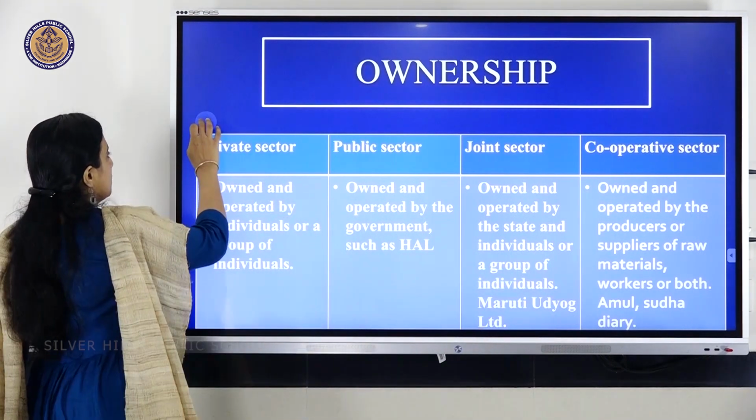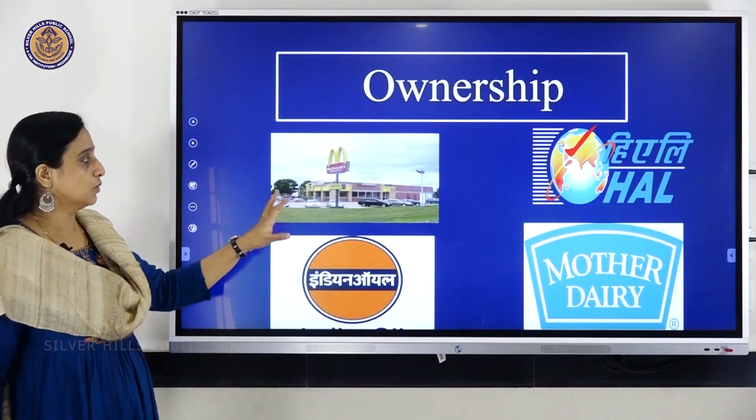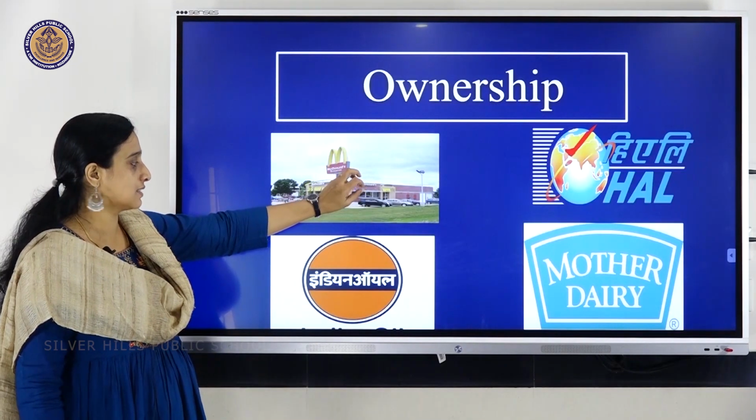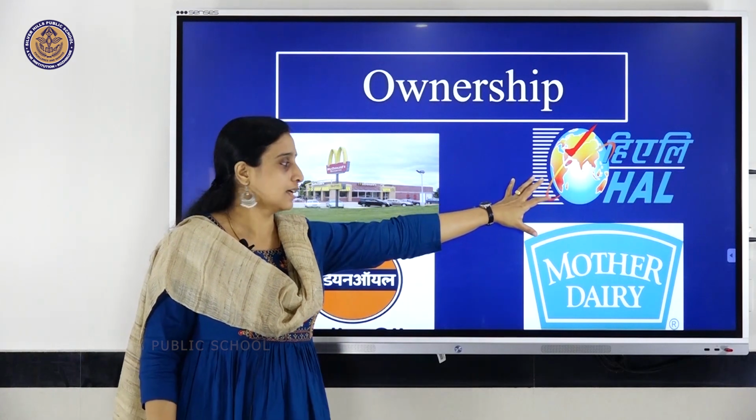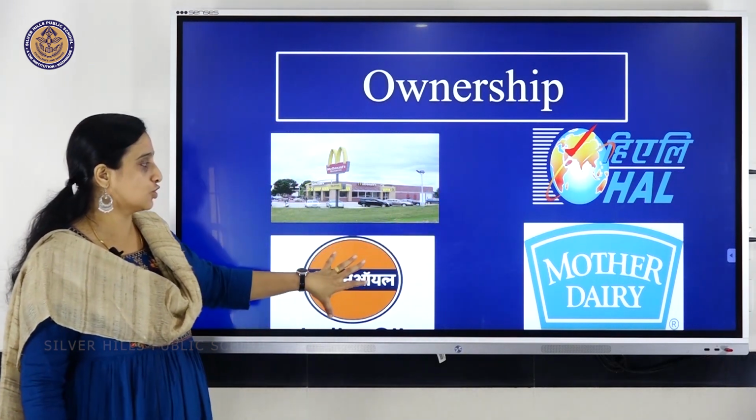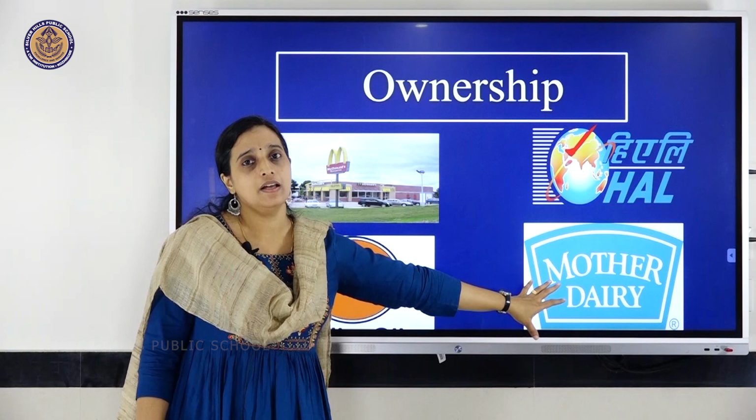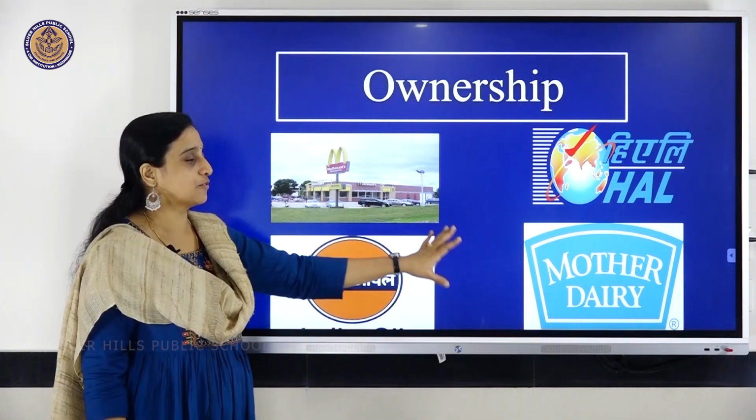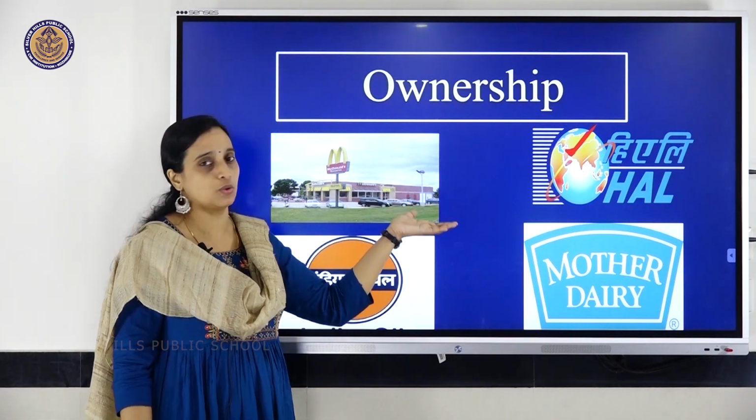Let's see the pictures correlated with the ownership: the private sector, the public sector, the joint sector, and also the cooperative sector. So these are the 4 different sectors based on ownership.